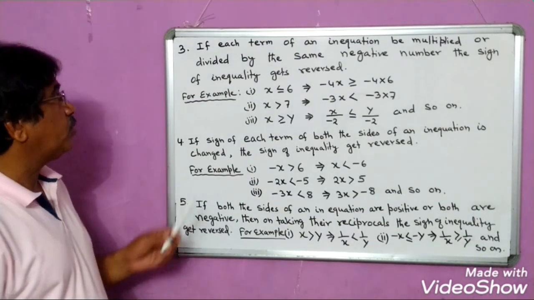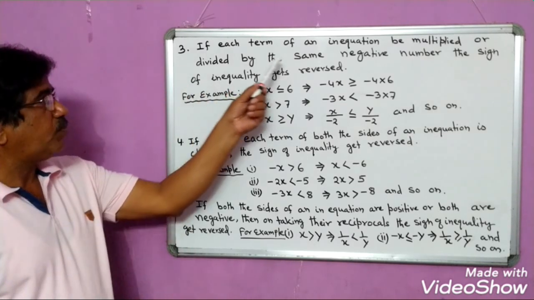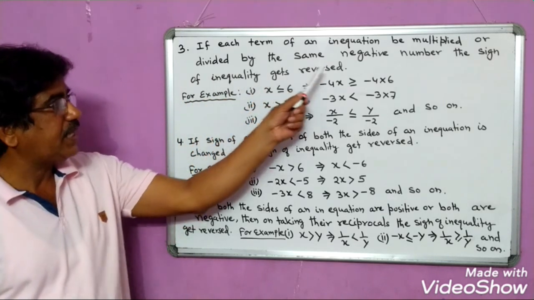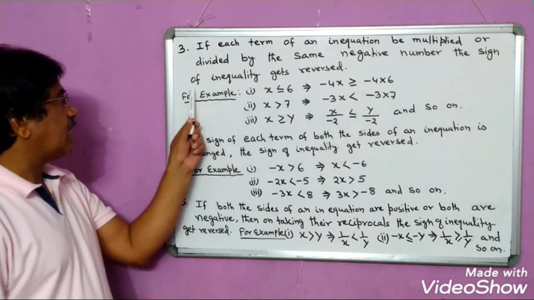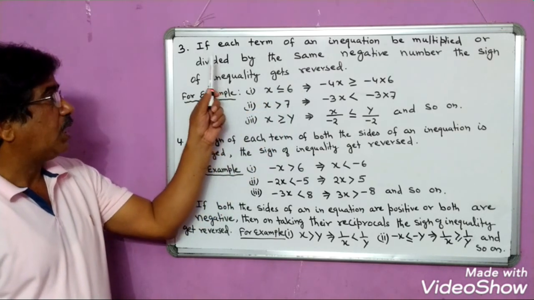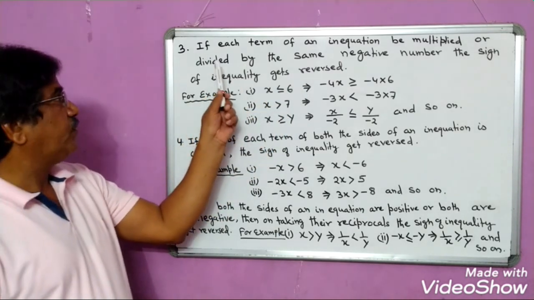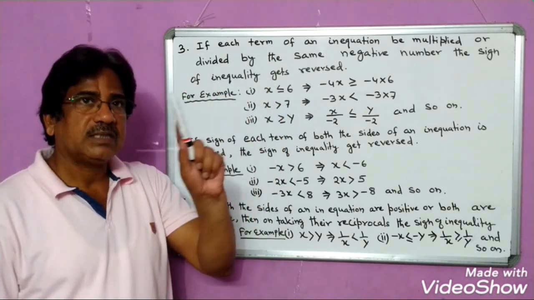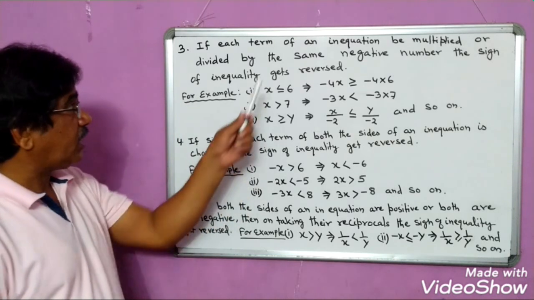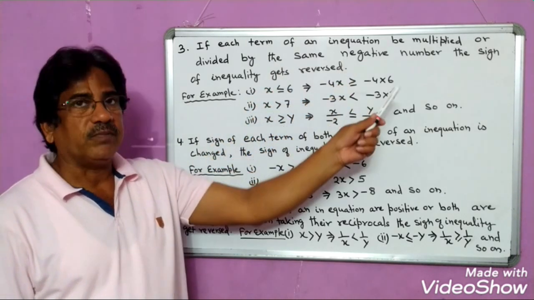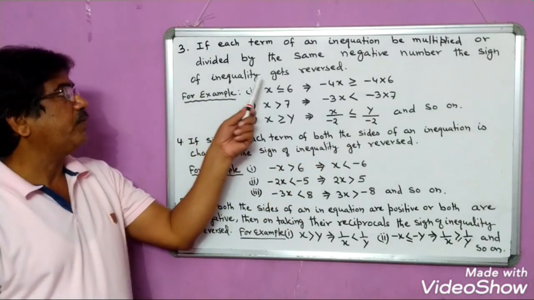Now, the third point is, if each term of an inequation is multiplied or divided by the same negative number, the sign of inequality gets reversed. In the previous rule, I told you that if they are multiplied or divided by the same positive number, the sign remains the same. But remember, if you multiply or divide by the same negative number, the sign of inequality will get reversed.